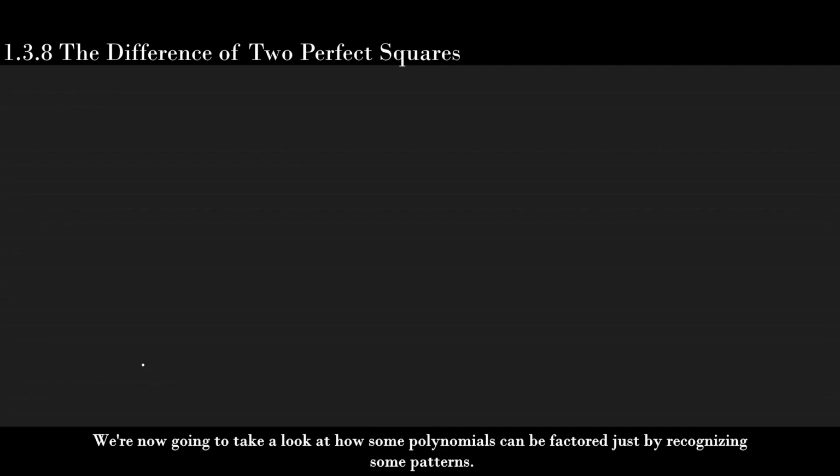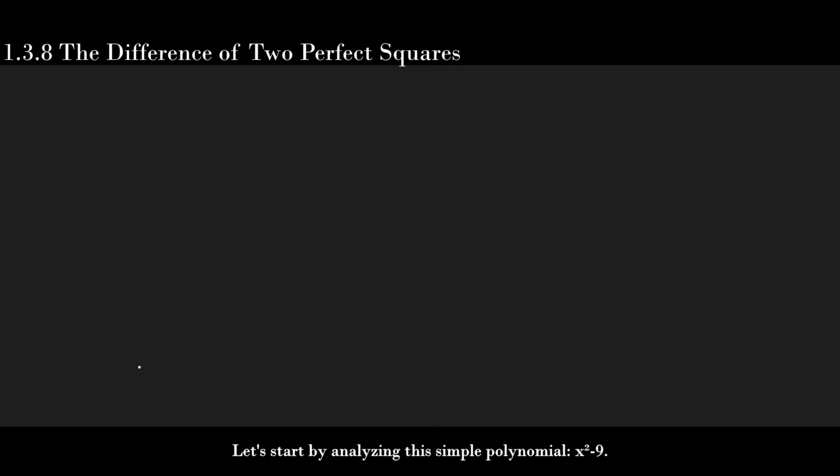We've learned that we can find out a polynomial's factorability using the discriminant. We're now going to take a look at how some polynomials can be factored just by recognizing some patterns. Let's start by analyzing this simple polynomial, x² minus 9.